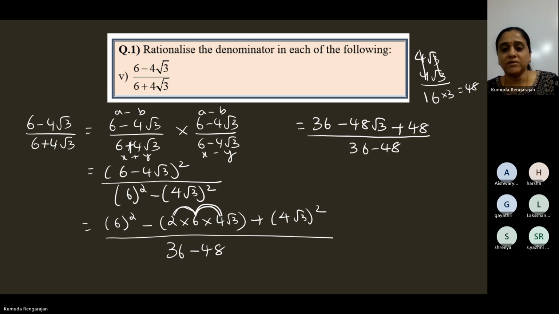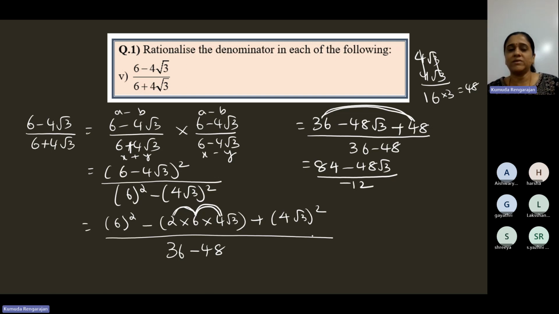Please, do not cancel 36, 36, 48 and 48. That's not possible because the numbers are separated by a plus or a minus sign. So in the numerator, we have 36 plus 48. You can add them. So 84 minus 48 root 3 divided by minus 12. Now you can take out something common, no?